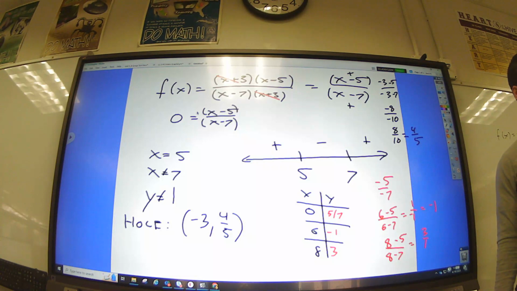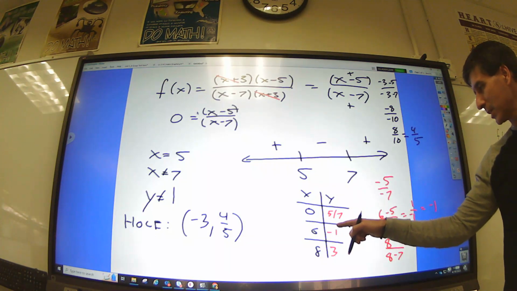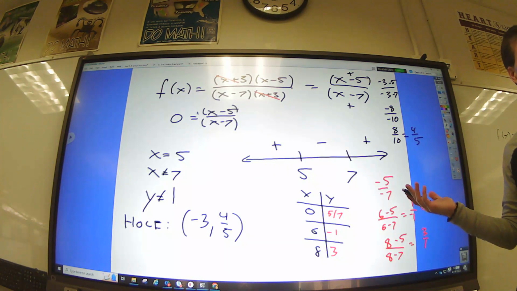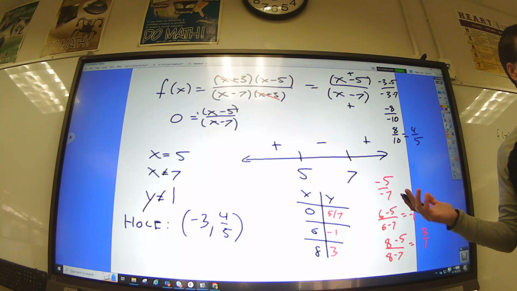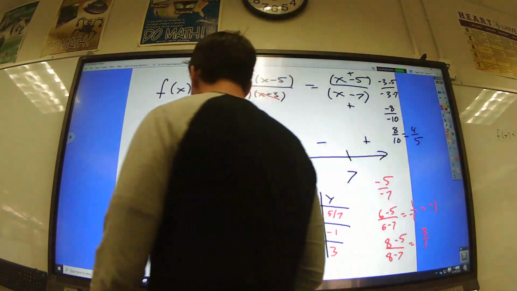Caesar? Yes. Okay, so these are my random points. 0, 5/7, which is close to 1, a little bit less than 1. 6, negative 1, and 8, 3. I think we have everything for our graph. You guys have all that? I'm going to have to flip back and forth as I graph this. But let's do it one at a time.